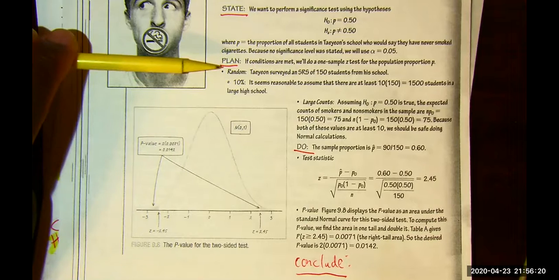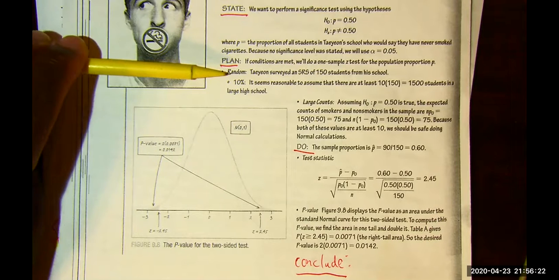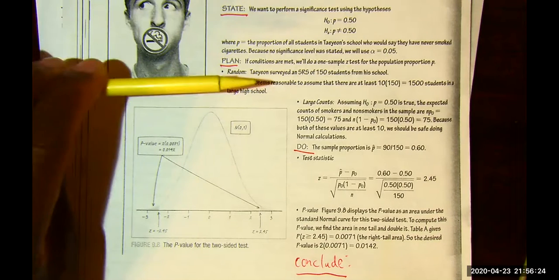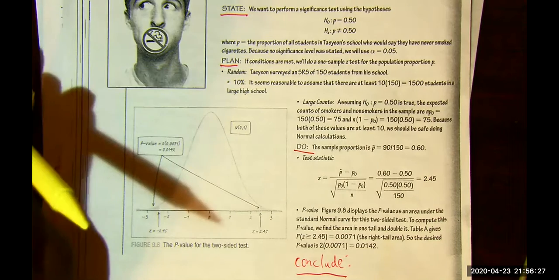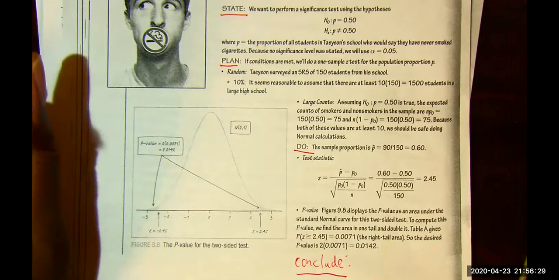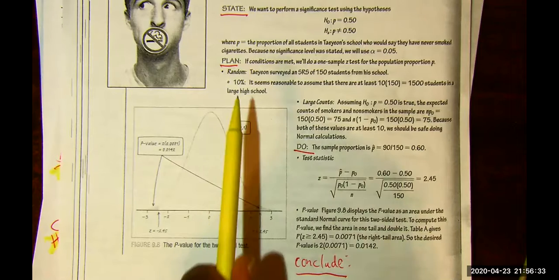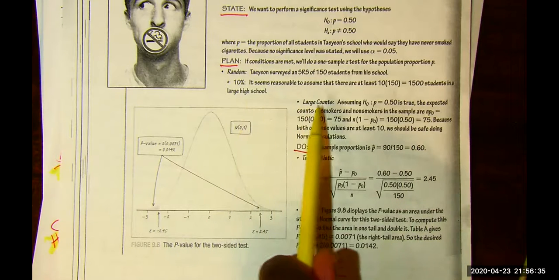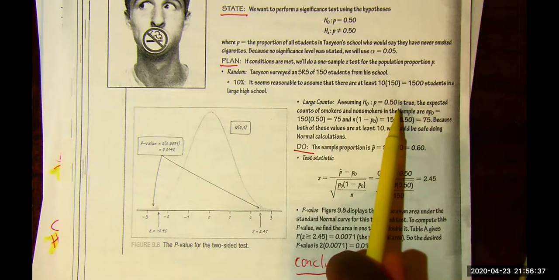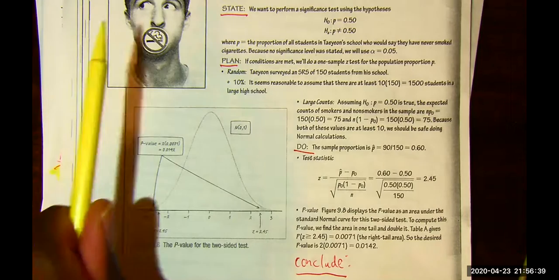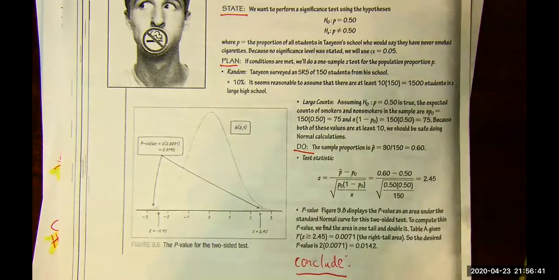The proper way to do it is it's random, and you need to pull some quotes from the data. You can't just say random check mark. That's not good enough for AP exams. You have to quote it from the information given. 10%, you have to write out in some degree, it seems reasonable because it's a large school in a city.